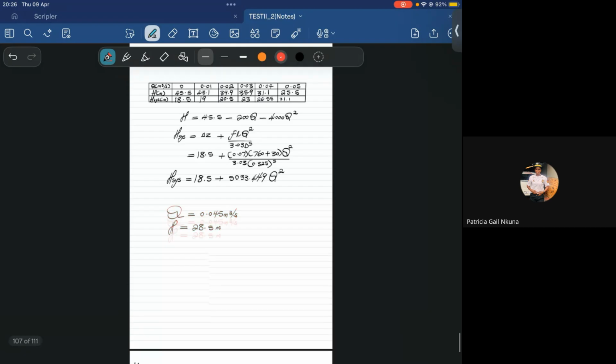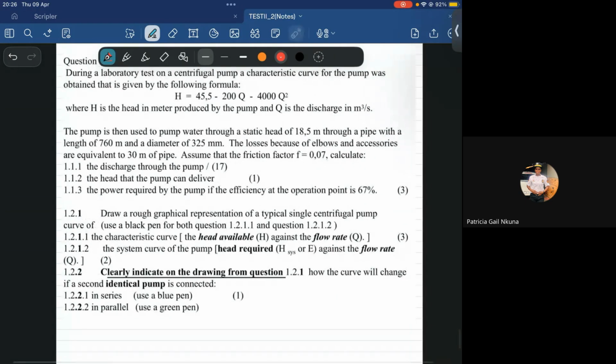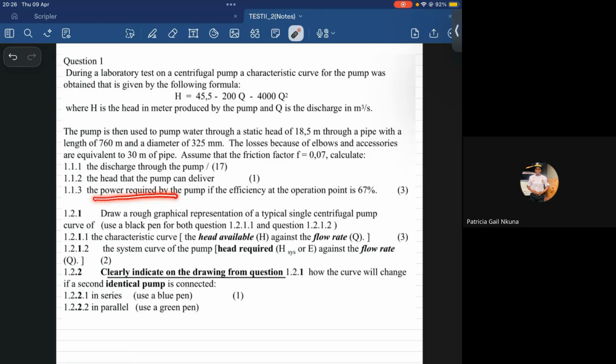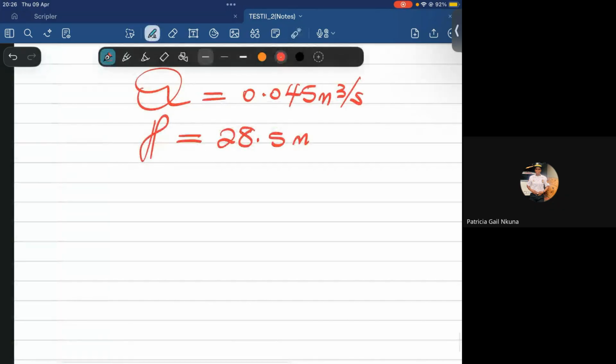Then we must now determine the magnitude of the power required by this pump. We must calculate the magnitude of the power required by the pump if the efficiency at the operation point is equal to 67%. So we know that the formula for the hydraulic power is given by the specific weight, which is density times gravitational acceleration, times the volumetric flow rate times the head of the pump, and then divided by the efficiency.